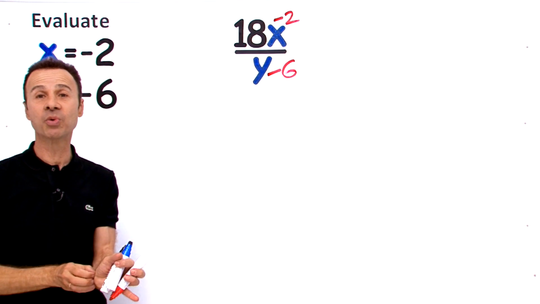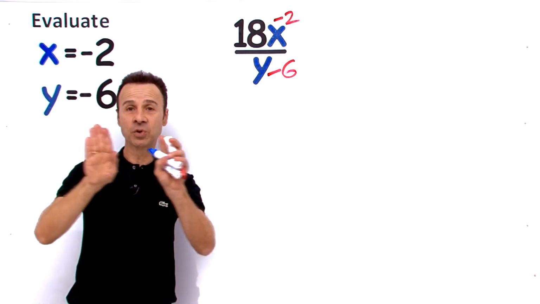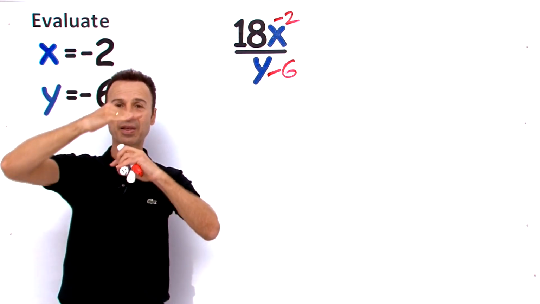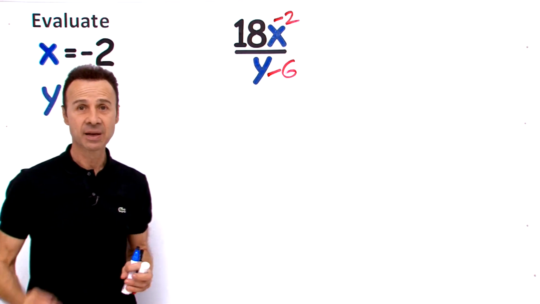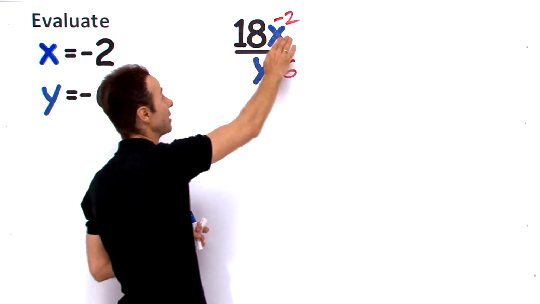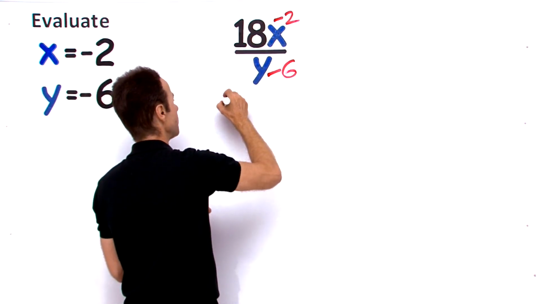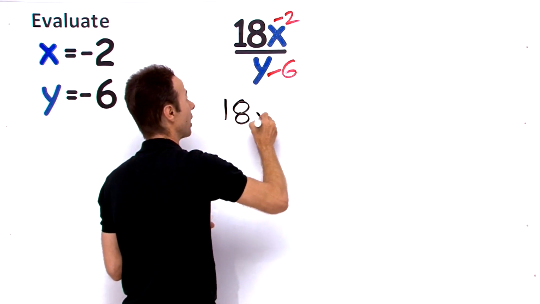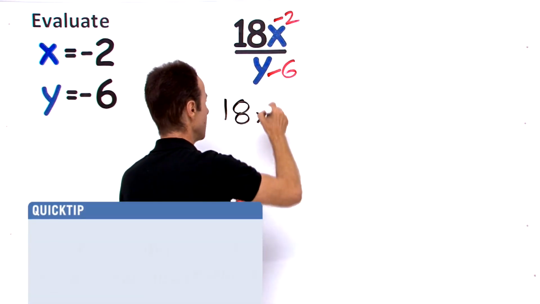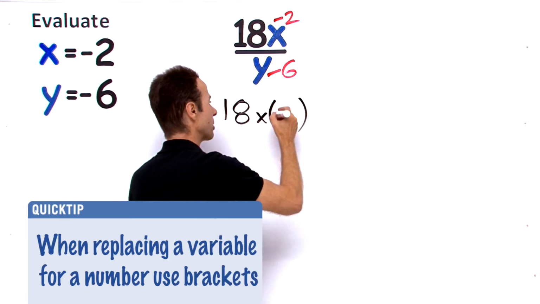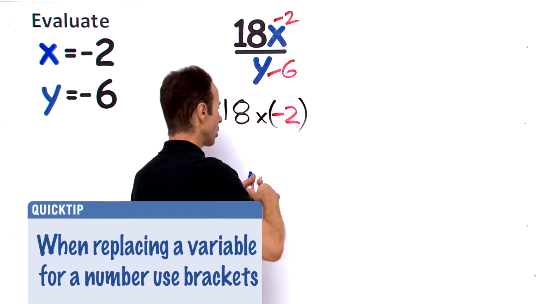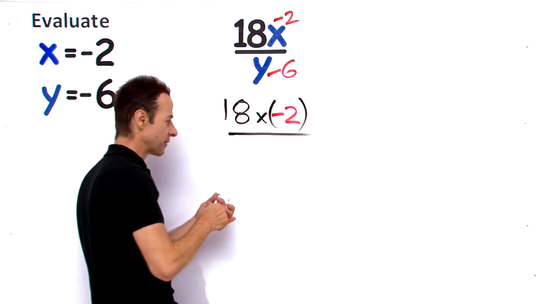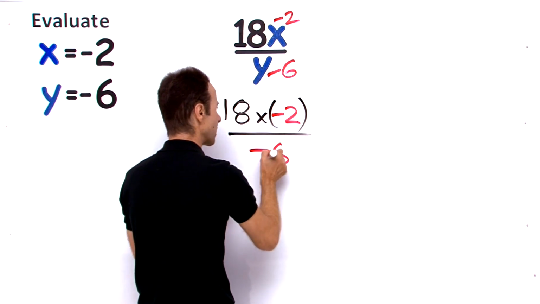Now remember, when we're talking with the language of algebra, when you have two variables or two numbers next to each other, it means multiply. And when one's on top of the other, it means to divide. That's how we're going to evaluate these guys. So let's work out the top here. We have 18, and they're next to each other, 18 and the x. So we multiply by -2. So let's put the -2 there. I'm going to put it in brackets because there's a negative. All over underneath, we have y will be replaced by -6. So we have -6 down below.